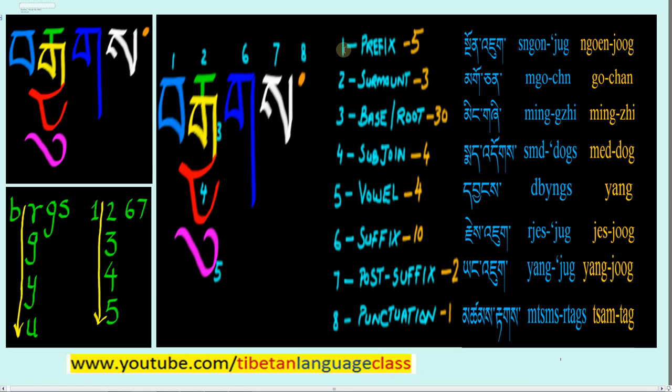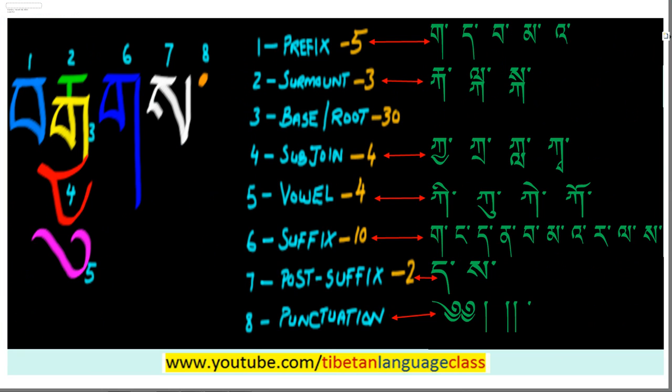So now we know we have 5 prefixes. So out of the 30 letters, 5 could be used as a prefix. And if we look at the next slide, the 5 prefixes are ka, ta, pa, ma, and ah. So these 5 could be used as a prefix.